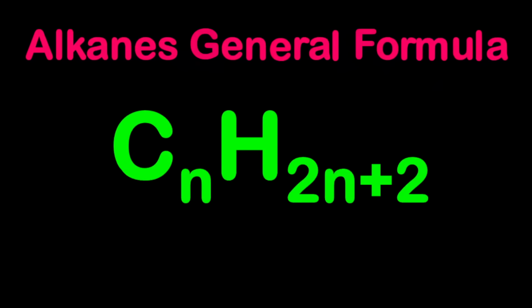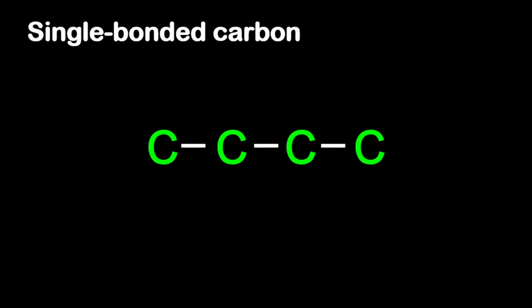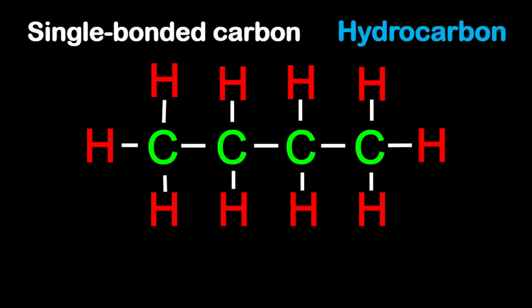Now, the general formula for alkanes is CnH2n+2, where n is the number of carbons. Okay? So the formula is based upon the number of carbons. So I'm going to show you that real quick. All right. Now, for example, notice there are only single bonds between these carbons. And we could just add on H's to make each carbon have a total of 4 single bonds, right? So we're going to put on H's there.